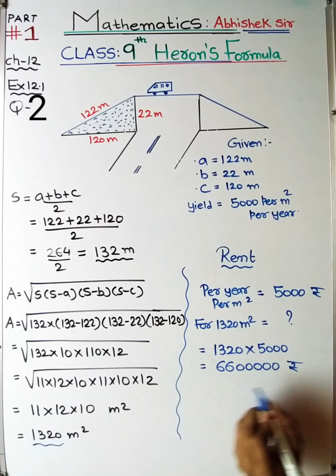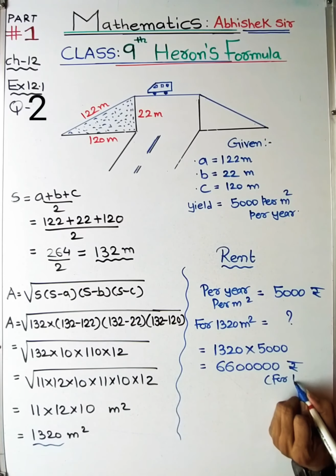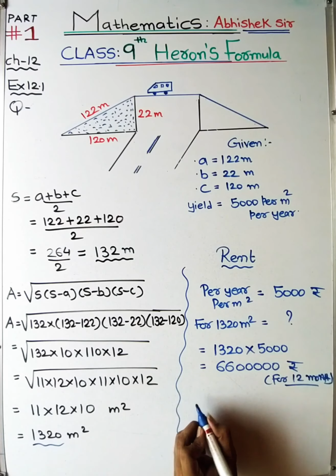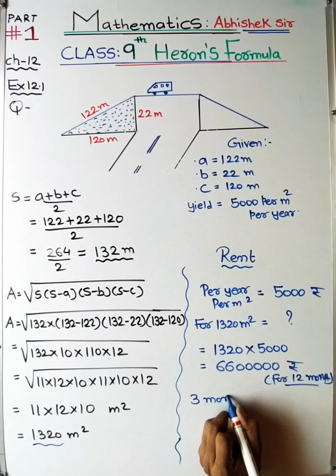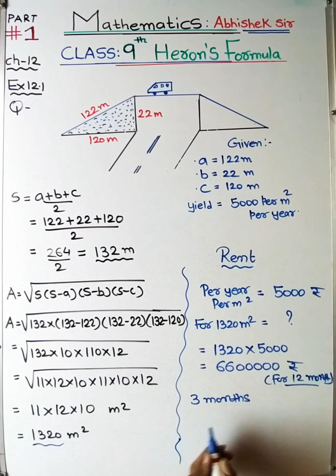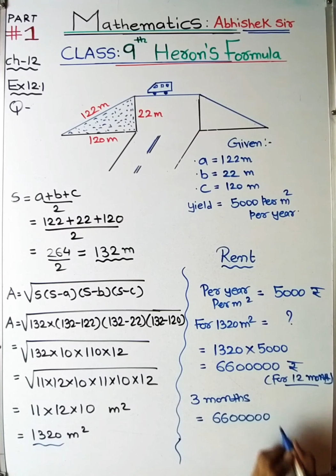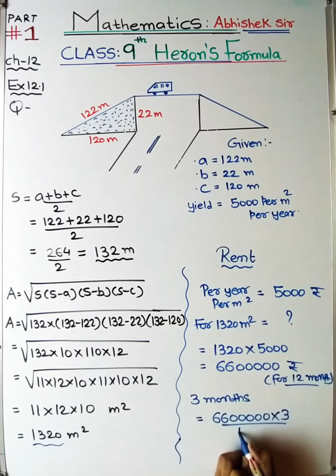Clear? So this is for 12 months, but we now want it only for 3 months, right? So for 12 months 660000, so for 3 months how much? So that means 660000 into 3 upon 12, so that will give you 165000 rupees. So this is our answer.